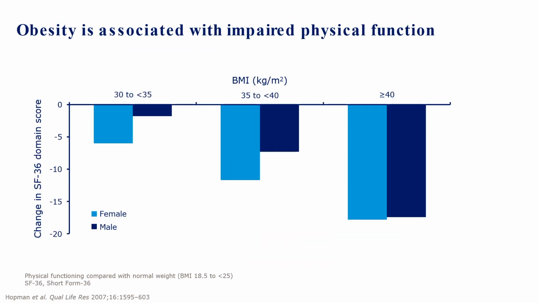And what we also know is that as you increase your weight, your well-being and your feeling of physical function also go down. This is looking at the SF36, which measures quality of life. And what you can actually see is as your BMI increases, your quality of life decreases.